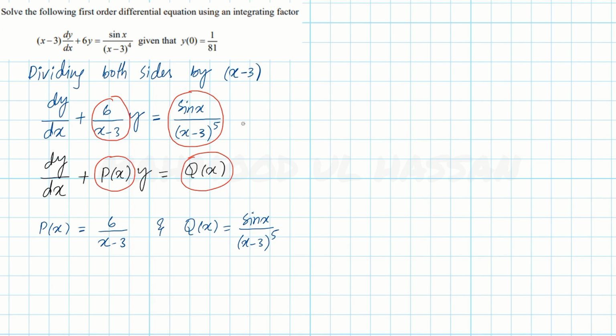Now we are introducing the integrating factor. The integrating factor, with the notation IF, is equal to e to the power integral p of x dx. What is my p of x? So p of x is 6 divided by x minus 3, so that is e to the power integral of 6 divided by x minus 3 dx. The integral of 6 divided by x minus 3, 6 is a constant, so that will come out of the integral, and it becomes 1 divided by x minus 3 dx.